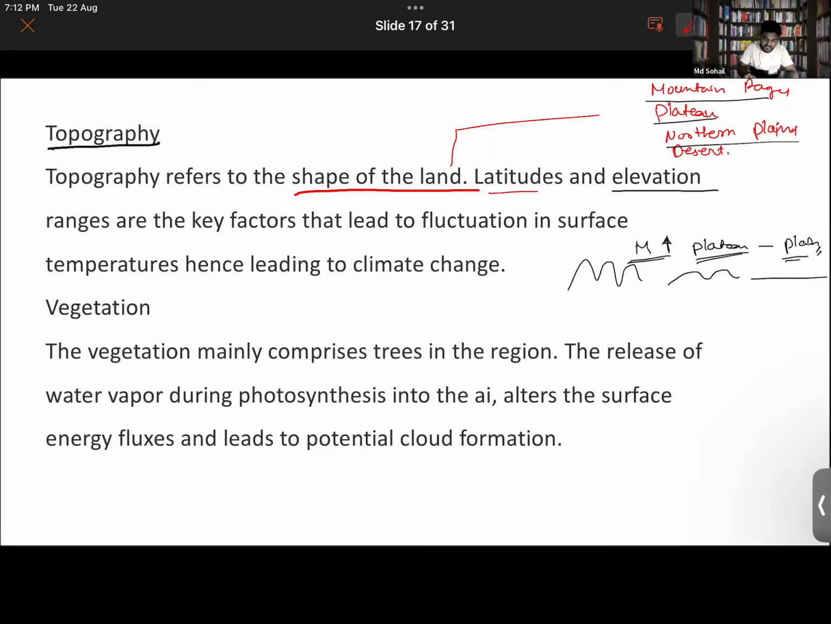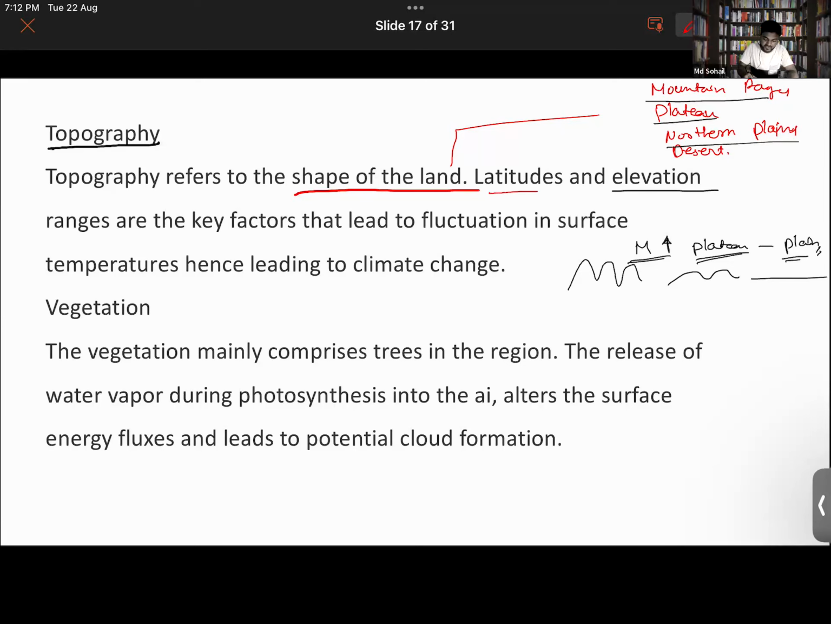So it will heat up more. So will it not be determining the climate? Obviously, there will be more amount of precipitation in that region. That is simply topography for you.